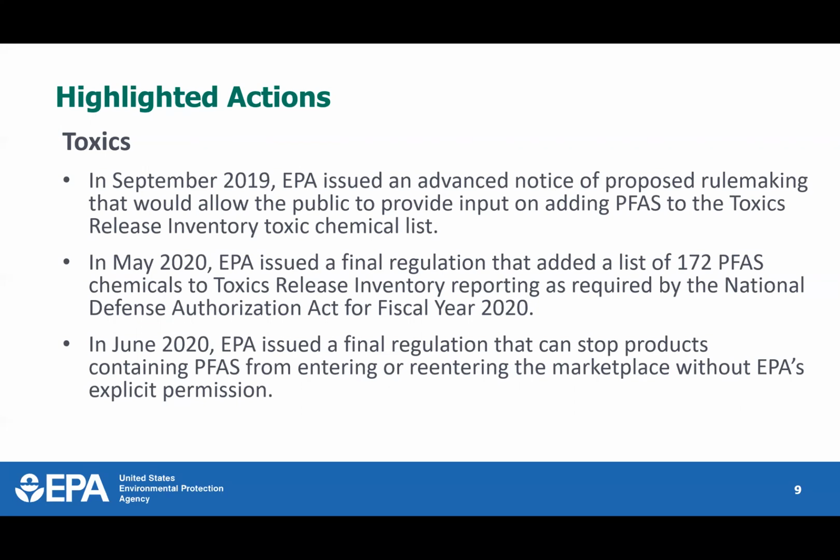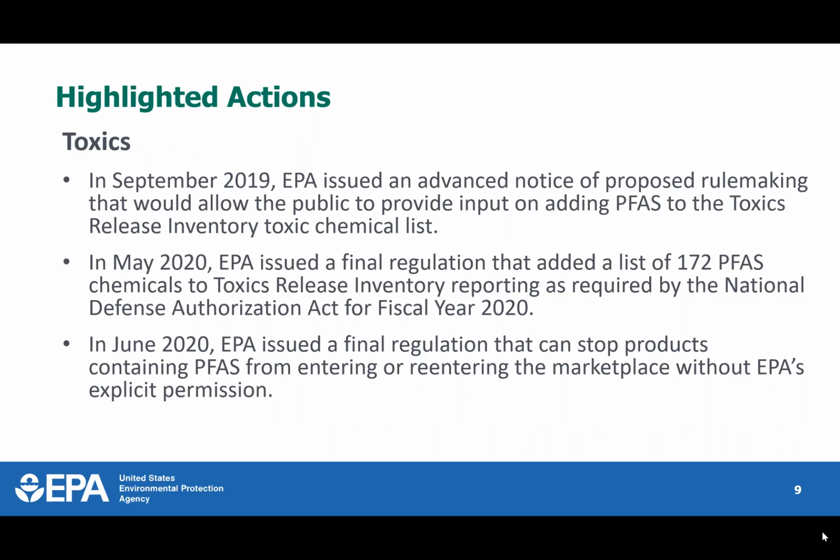And then in June of 2020, we released the Significant New Use Rule, or SNUR, under the Toxic Substances Control Act, or TSCA. The issuance of a SNUR under TSCA requires manufacturers and processors of certain PFAS chemicals to notify the EPA at least 90 days prior to starting or resuming new uses of that chemical.